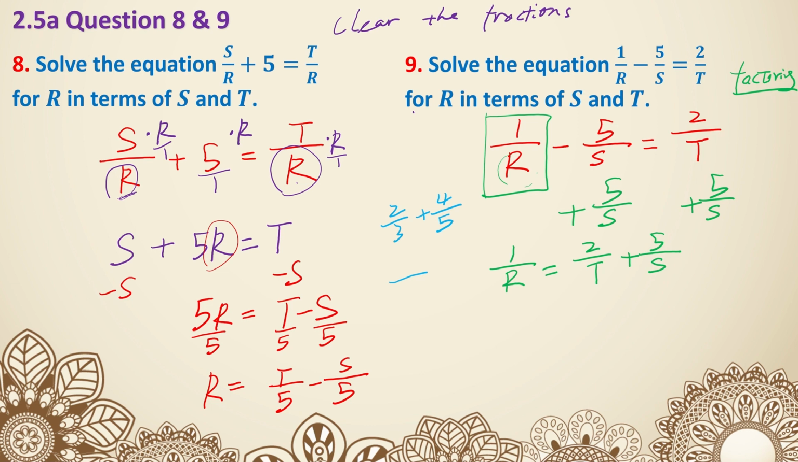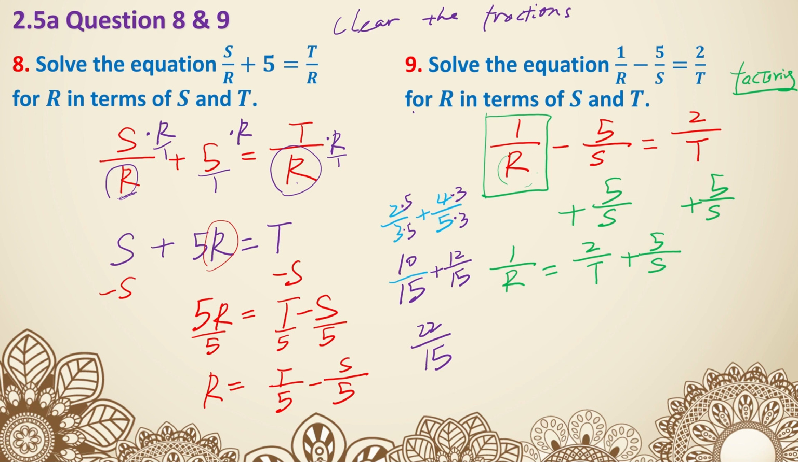In order to get the 3 to a 15, you need to multiply by a 5 on the top and the bottom. So this becomes 10 over 15. Then for the 4 over 5, in order to get the 5 to be a 15, you need to multiply by a 3, and you have to do it on the top and the bottom. So it becomes 12 over 15. And then we can just add the tops. So it's going to be 22 over 15.